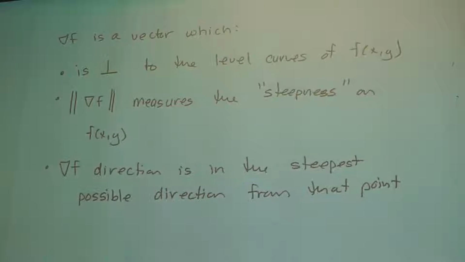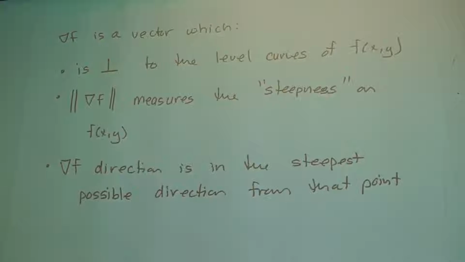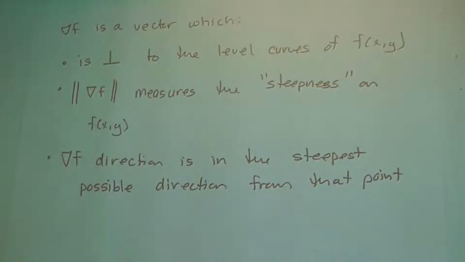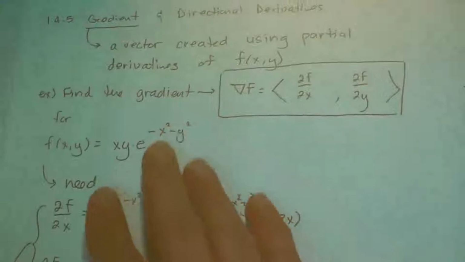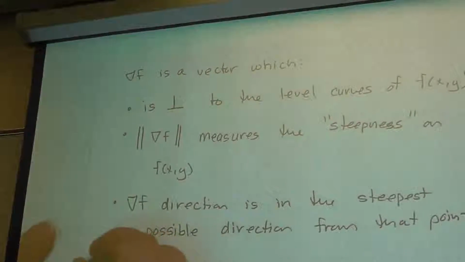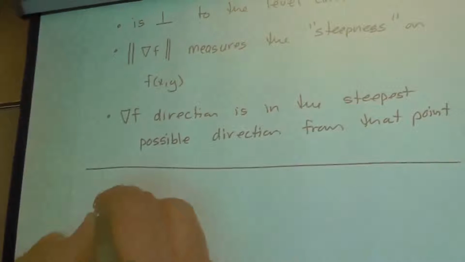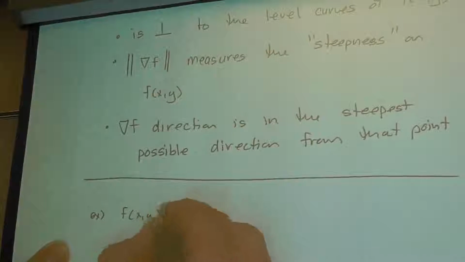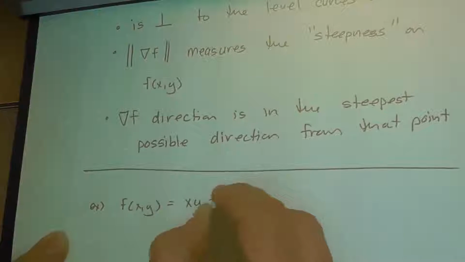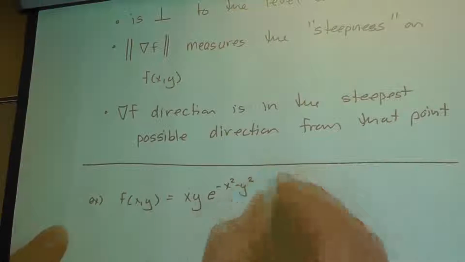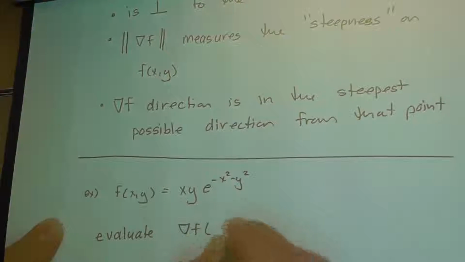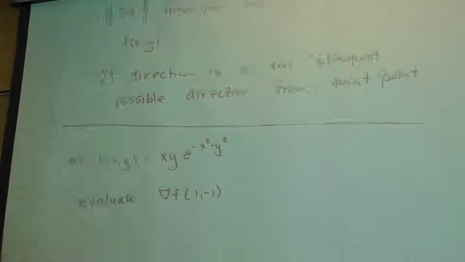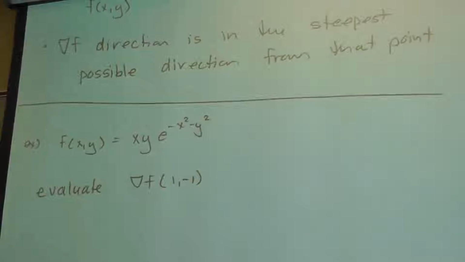So those are the special facts about the gradient vector you want to keep in mind as you're doing the problems. The homework that I've assigned, the first part of 14.5, is essentially things like this. You're given some multivariable functions and you're prompted to find the gradient. Some other things you might be asked to do, for the same function we've been looking at: evaluate the gradient.